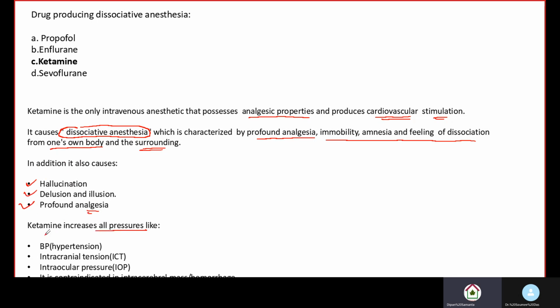Ketamine increases all pressures. Remember, ketamine increases all kinds of body pressures, including BP, ICT (intracranial tension), and intraocular pressure. So it is contraindicated in intracerebral mass or hemorrhage. Must not be given.